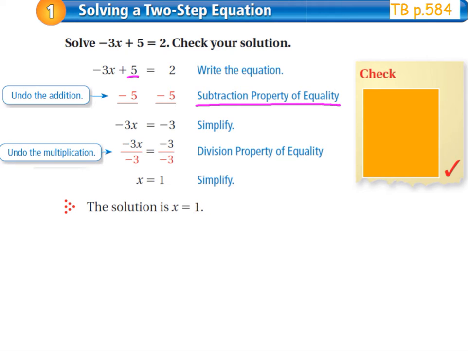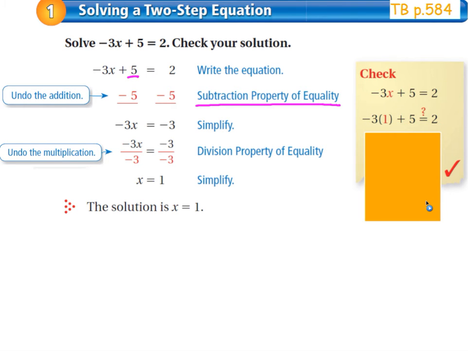It's important after you complete an equation to always double check your work. So let's put the value of 1 in for x. Negative 3 times 1 is negative 3, plus 5 is going to equal 2. So our answer is correct.